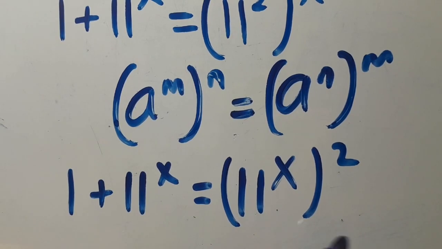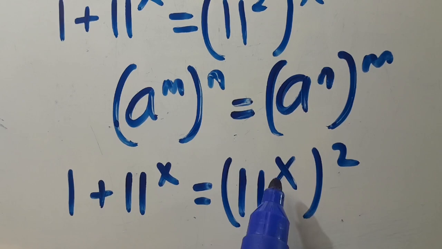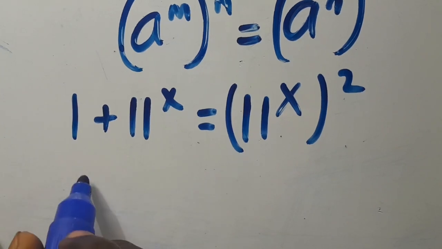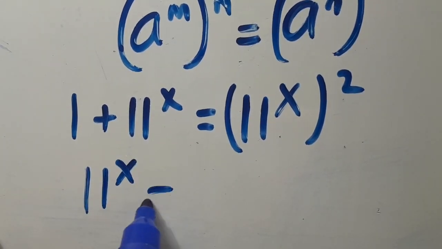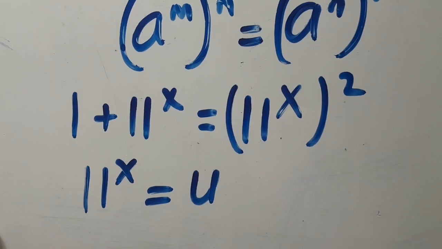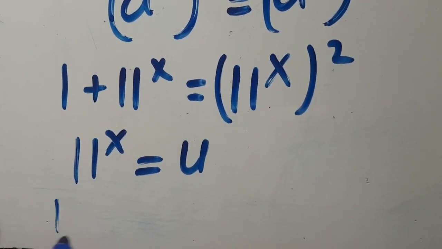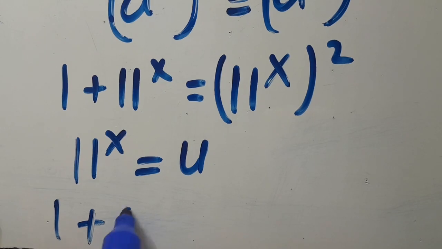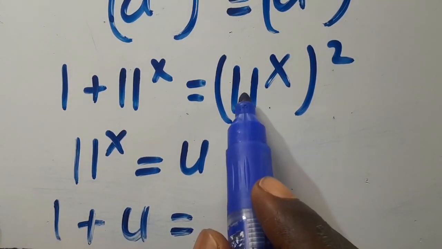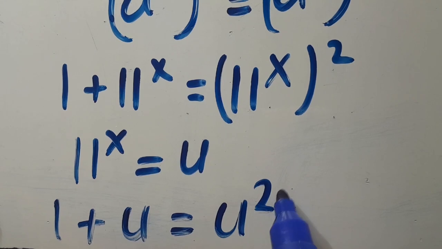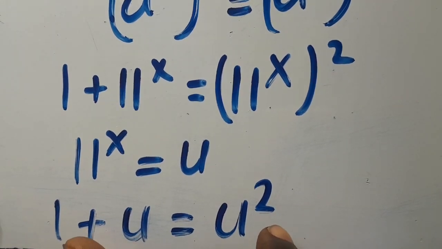Now, mere looking at this expression, we can see that we have 11 to the power of x here. We have 11 to the power of x. Now, let's say 11 to the power of x equals u. So we can solve this using quadratic formula. Now, from here, we are going to have 1 plus, so instead of this 11 to the power of x, we replace it as u equals. Here will also be 11 to the power of x, then to the power of 2. Here will now be u, then to the power of 2. That is, you have u squared. And this is a format of quadratic equation. So we can solve this one using quadratic formula.